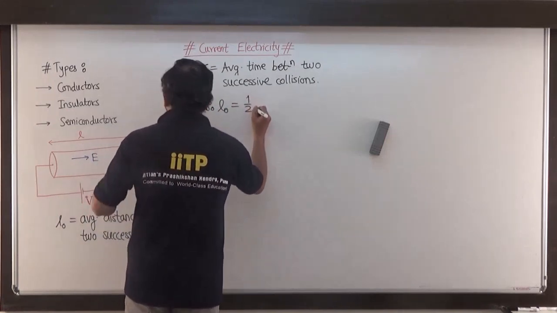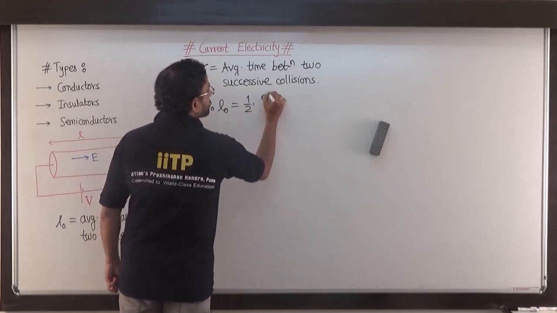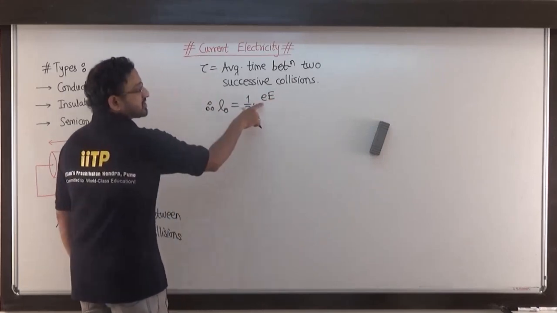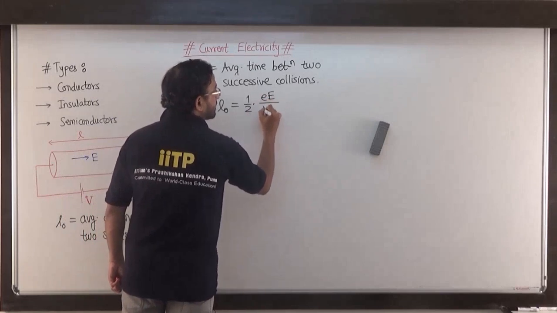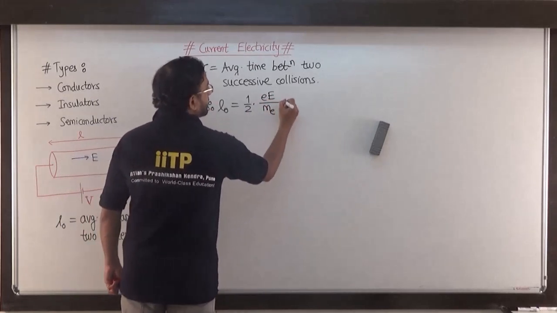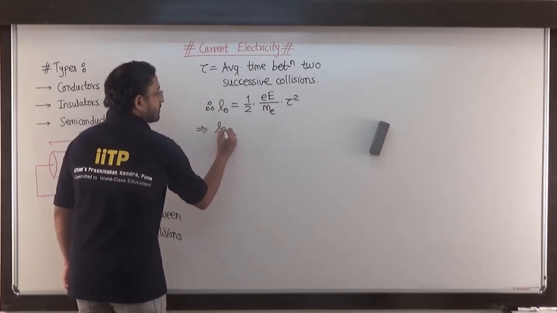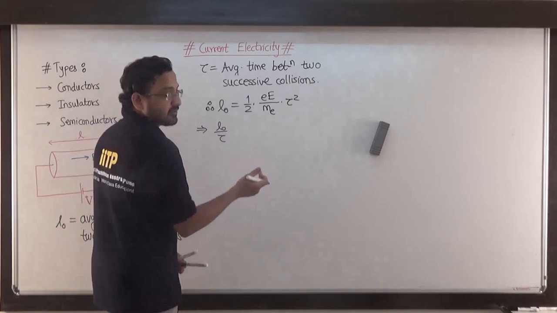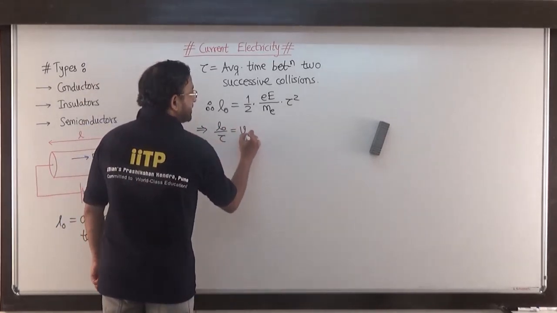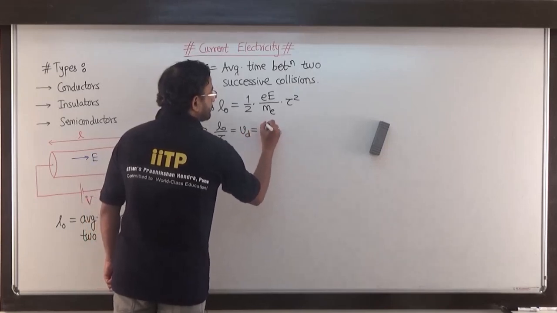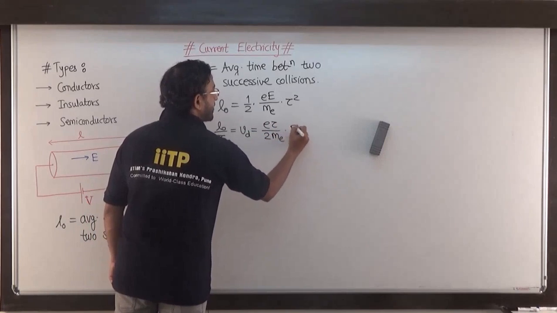Now the acceleration simply is the force divided by mass. The force acting on the electron is charge times electric field. So this is the force acting on the electron, charge times the electric field, divided by the mass of the electron m_e, and that multiplied by tau square. So we now get a quantity L0 by tau, but L0 by tau by definition will become the drift speed. So this will become drift speed Vd, and that turns out to be equal to e tau divided by 2m_e multiplied by the electric field, like this.